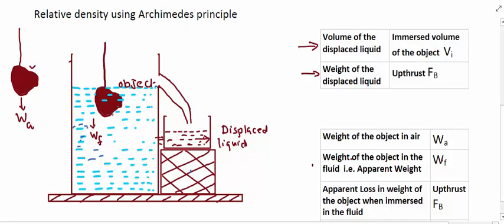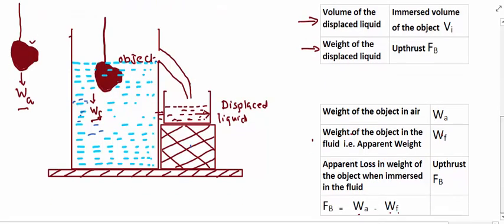In this position, we will also measure the weight of this object inside water, which we will call Wf. So now we have two readings, Wa and Wf. Weight of the object in air Wa, weight of the object in fluid, which is also known as apparent weight, Wf. And as we studied in Archimedes principle, this apparent loss in weight of the object when immersed in the fluid is known as upthrust. And upthrust therefore is given by Wa minus Wf.